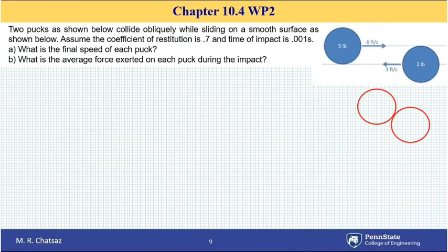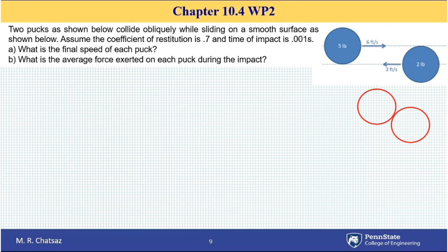Welcome back, everybody. Here we have an example of oblique impact where the direction of the velocity vector is not necessarily lined up with the common normal line. So we have two pucks, as shown, that collide obliquely on a smooth surface as depicted in the diagram. Knowing that the coefficient of restitution e is 0.7 and the duration of impact is 1 millisecond, we're interested in finding the final velocity of each object after collision and also the average impulsive force exerted on each puck during the impact.